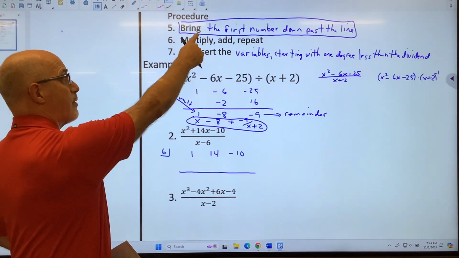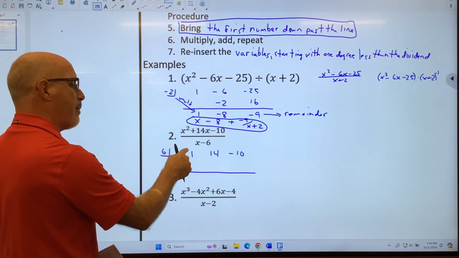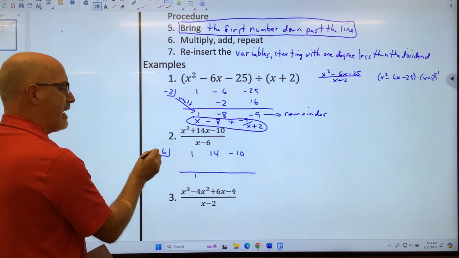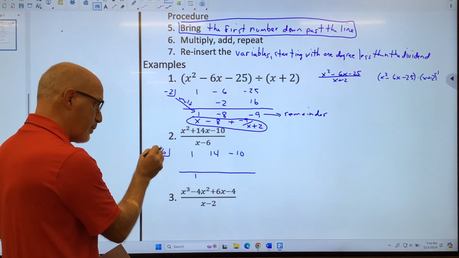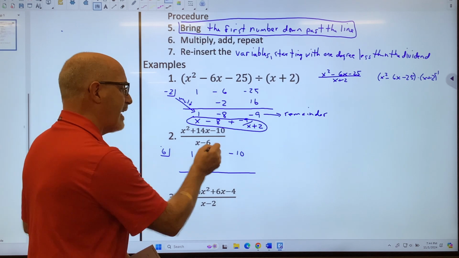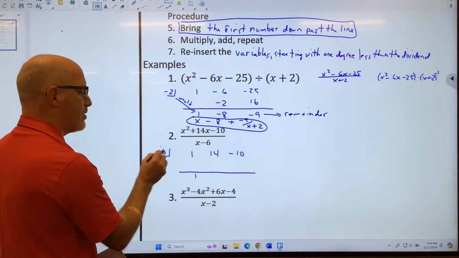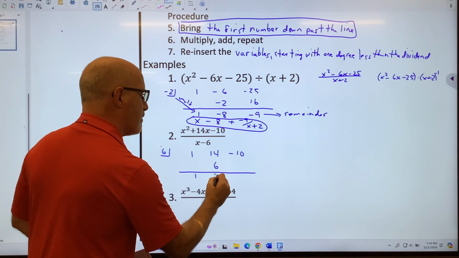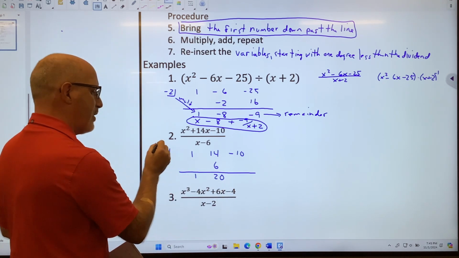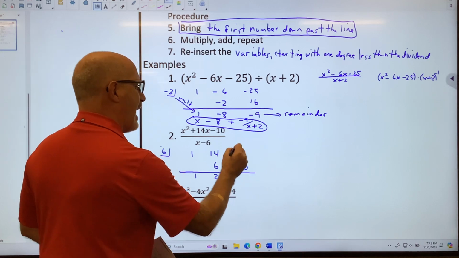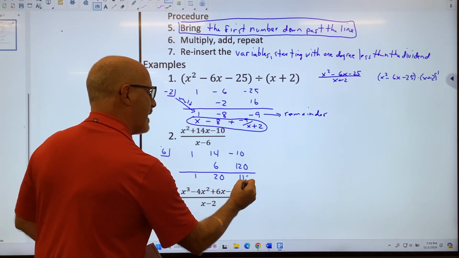The first one, remember, you bring that first number past the line. So bring that 1 down below the line. Now you multiply here. This one in the box gets multiplied by whatever's under the line and then written in the next spot. So 6 times 1 is 6. Add straight down, you get a 20. Now you do 6 times 20 is 120. Add straight down and you get 110.